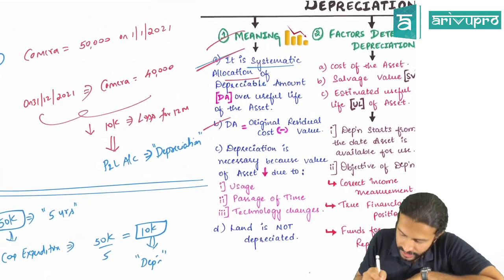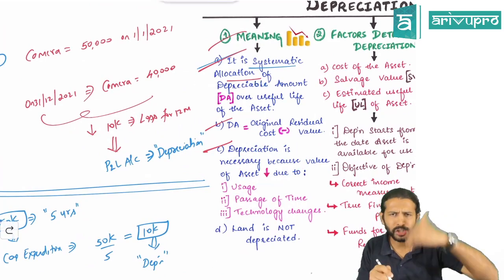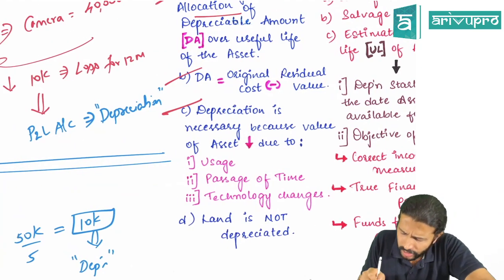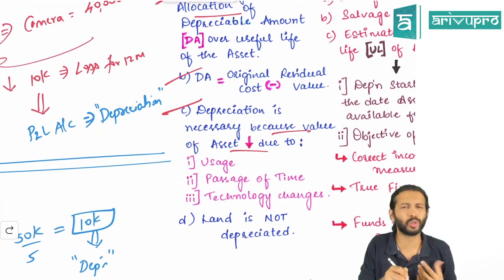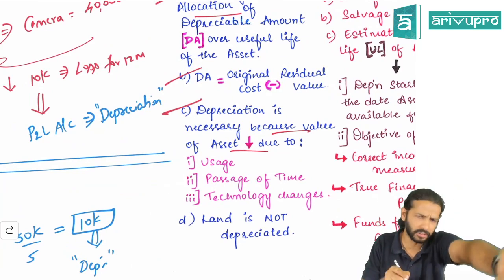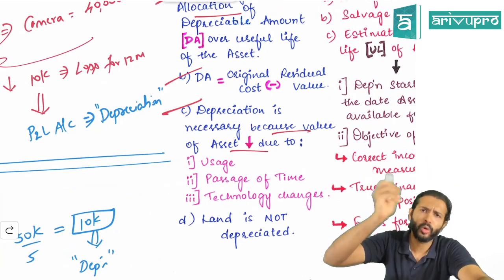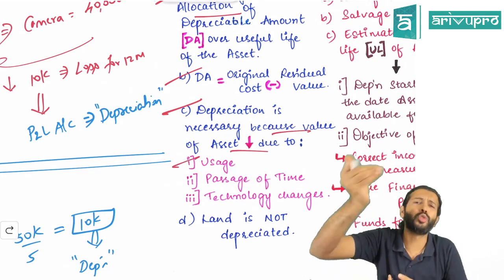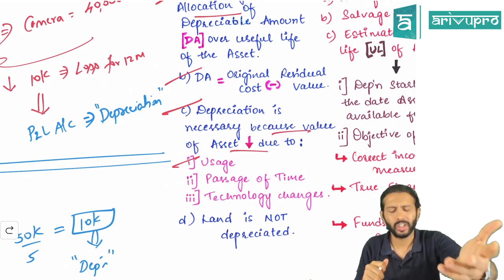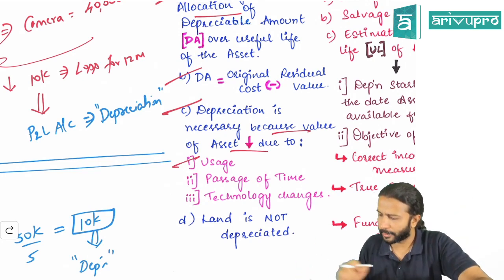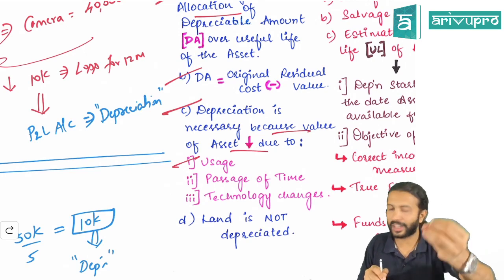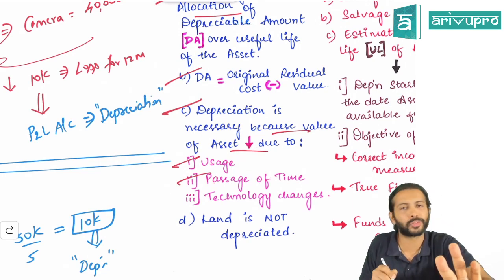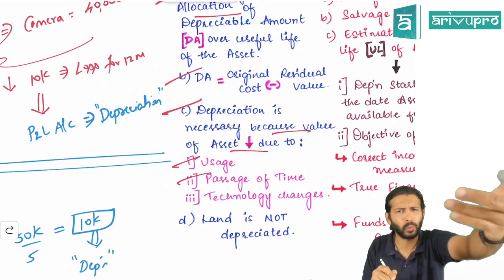Yes, okay. Next is, why is depreciation necessary? Why should we book depreciation? That is the next concept. We have to book depreciation, one, because the value of the asset keeps reducing. Generally, most of the assets' value reduces, not every asset. Why? Due to usage. The more and more you use the product, it becomes second hand, correct? Second, due to passage of time. As the time passes, the value also reduces.